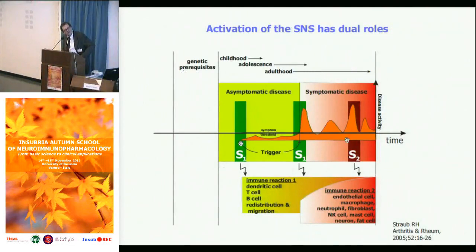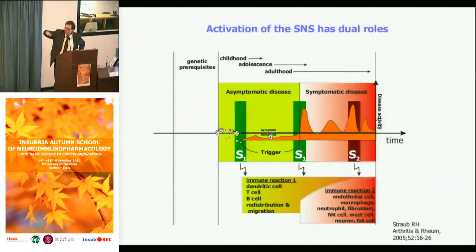In an early phase, let's say you immunize an animal. Here's the time, and here's the disease activity, on the y-axis disease activity, and time. If you immunize an animal here at the beginning, then you induce the disease, but the disease is under a symptom threshold. You don't see symptoms in the animals. The animals start to get the disease on day 25, 28, but you immunize already on day 0. So there's a sub-threshold situation.